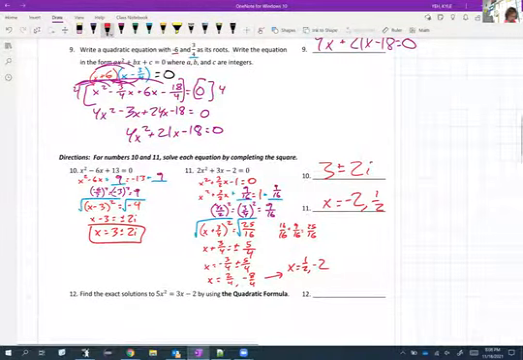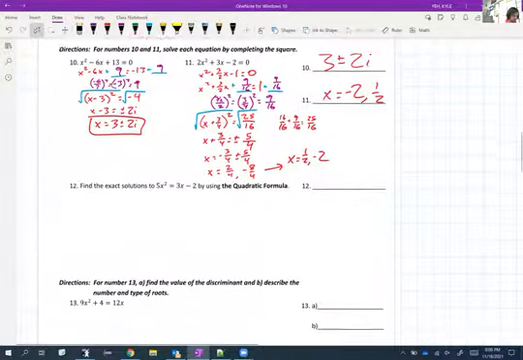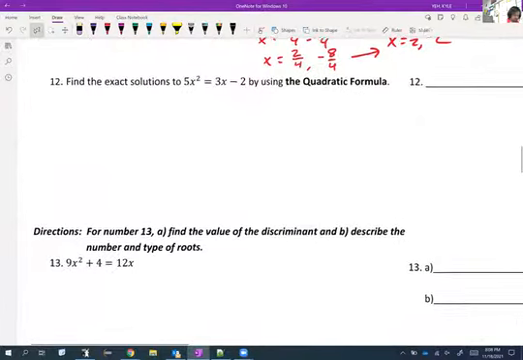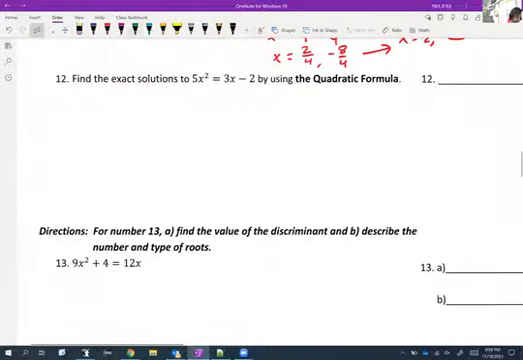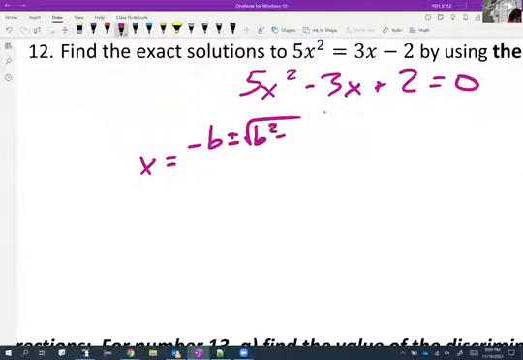All right, let's go on to 12. Now we're getting into 5.6, quadratic formula. Solve using the quadratic formula. To do that, I need everything on the same side. So 5x squared minus 3x plus 2 equals 0. And then we know the quadratic formula. We can sing it. X equals negative b plus or minus square root of b squared minus 4ac all over 2a. Pop goes the weasel.